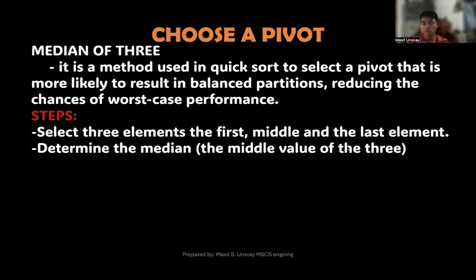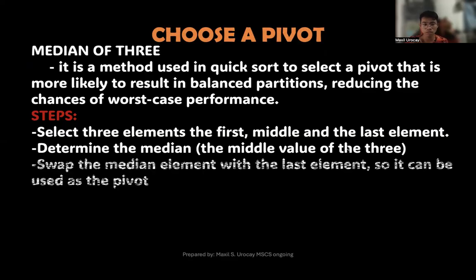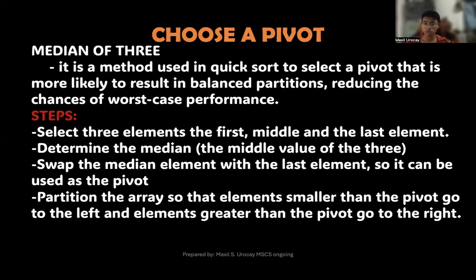After you are able to identify the 3, you will sort them and find the median of the 3 elements. Then swap the median element with the last element so it can be used as pivot. As we did earlier in the other videos, you swap the middle element into the last element so that we can do the process of the quicksort.